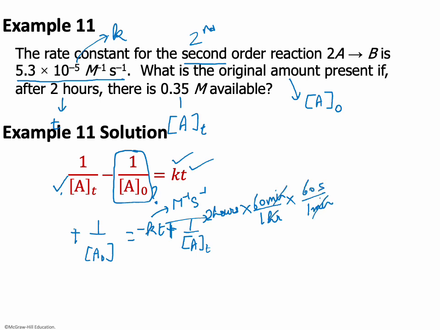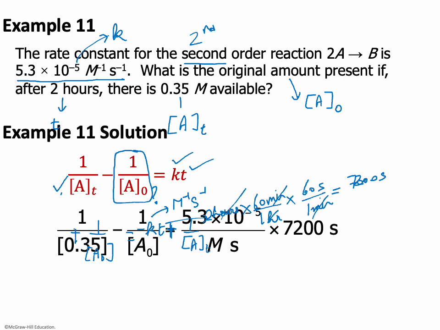So minute, hour, hour gone, which gives you 7200 seconds. So we just plug all of this into this equation and we can solve for the missing information. The answer is 0.40 molar. That is how much was there in the beginning.